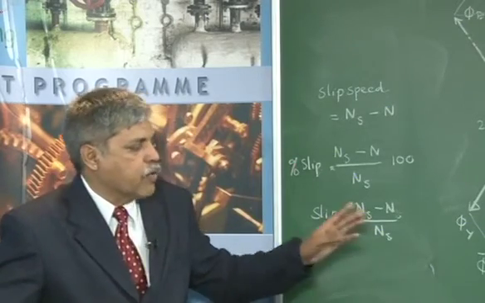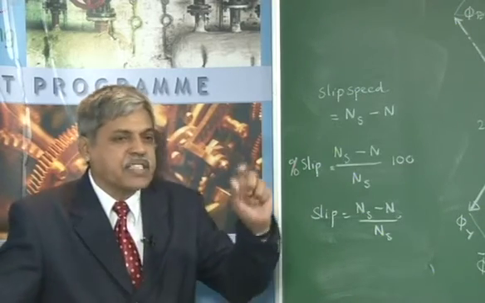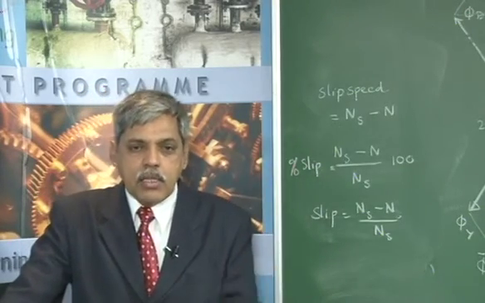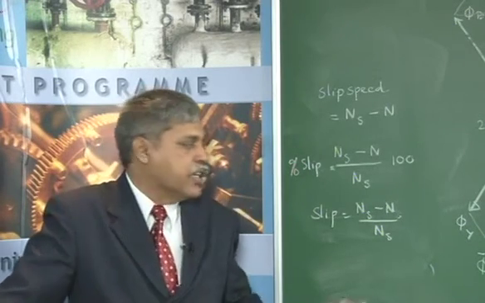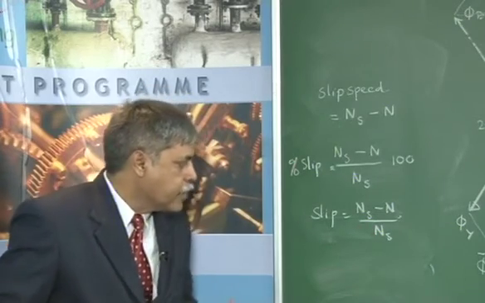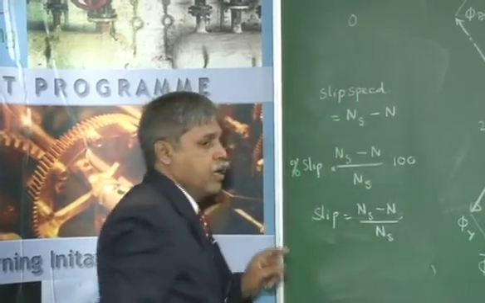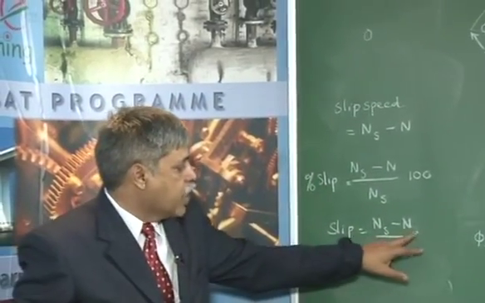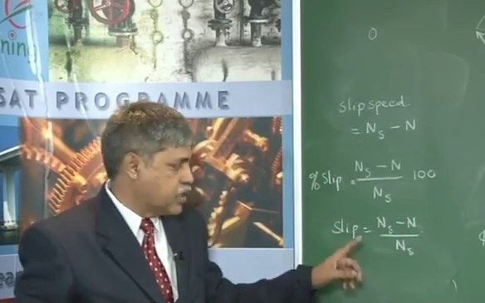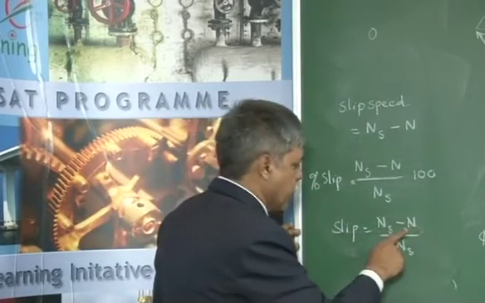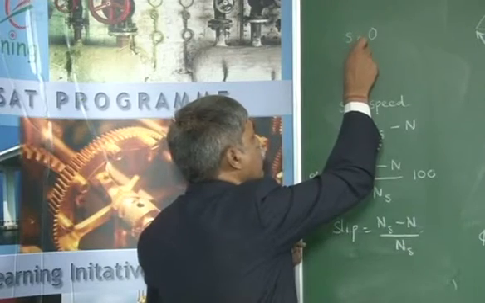I told you, the rotor will always be running at a speed lesser than the synchronous speed. So by what percentage of the speed the rotor is falling back from the synchronous speed is indicated by the slip. Now here the minimum value of the slip is 0, that is when n is equal to ns. If the rotor runs at synchronous speed, that is when n is equal to ns, the numerator is 0, therefore slip s is equal to 0.